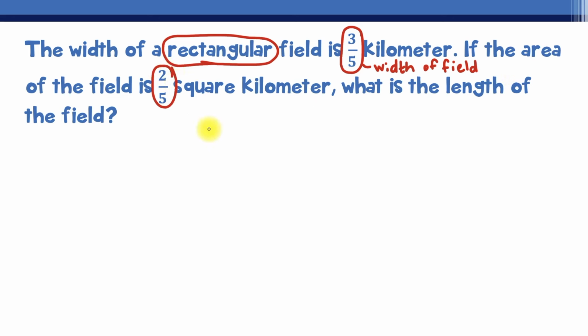And since we're dealing with area, we should make sure that we know the area formula. And which area formula are we going to use? Well, since we're talking about a rectangular field, we're going to use the formula for area of a rectangle, which is area is equal to length times width. Remember, that little dot just means multiplication.